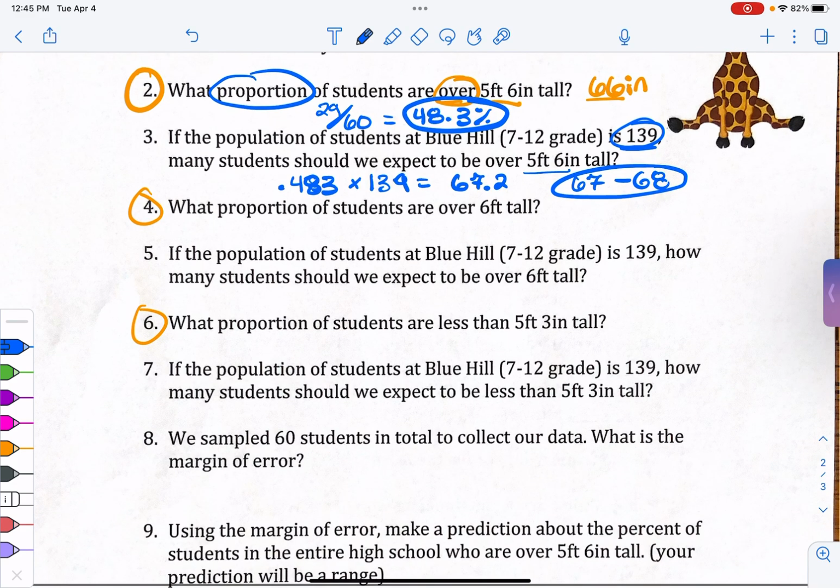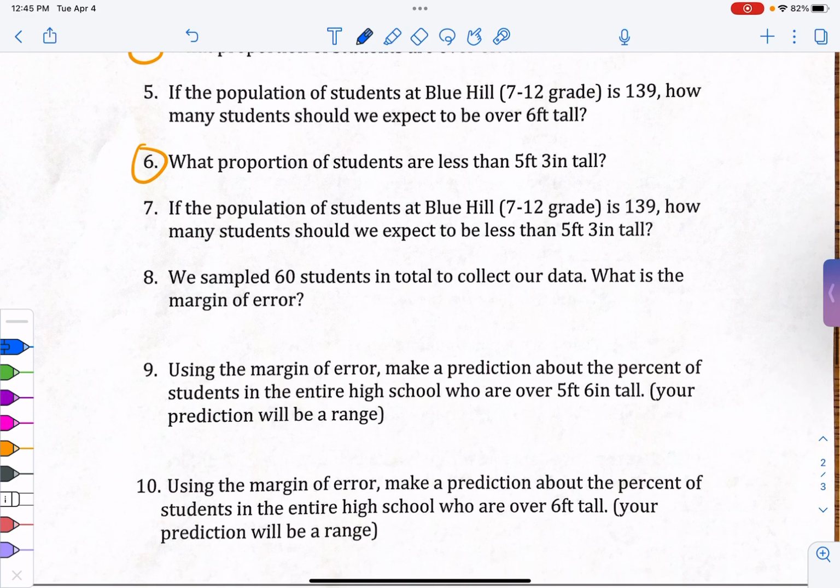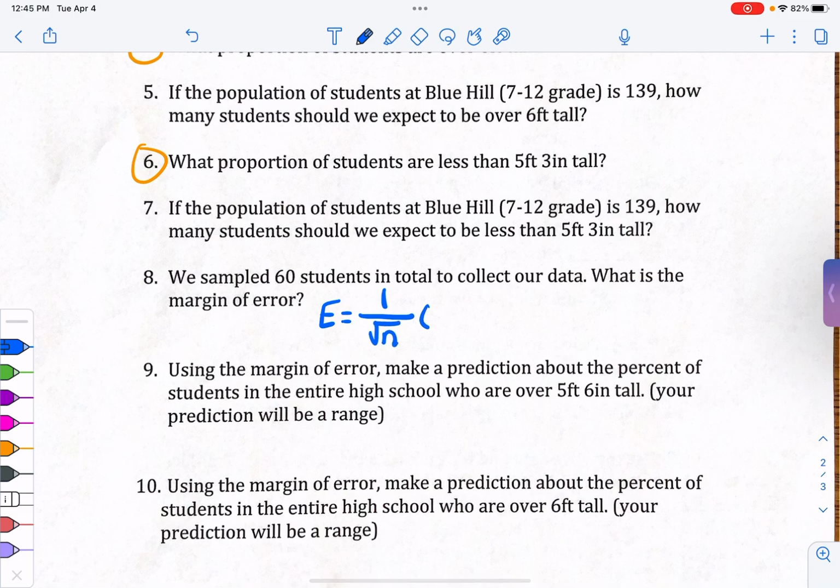So 4 and 6 are going to be similar to that. Number 8 says we sampled 60 students in order to collect our data. What is the margin of error? I'm not going to do this one for you, but I'll write down the formula. Margin of error is 1 over the square root of n, and then you take that times 100, and you're going to get a percentage, okay? So whatever percent, that's going to tell you your margin of error.